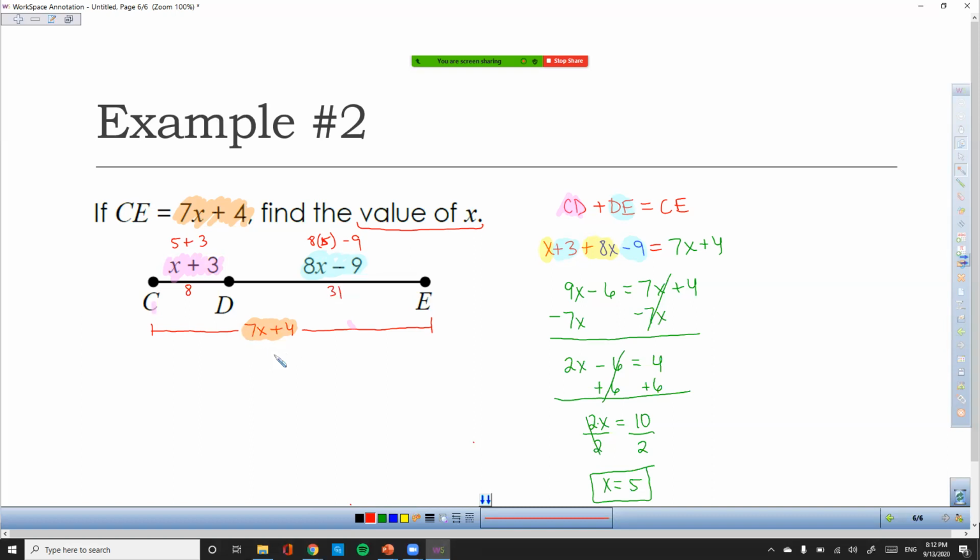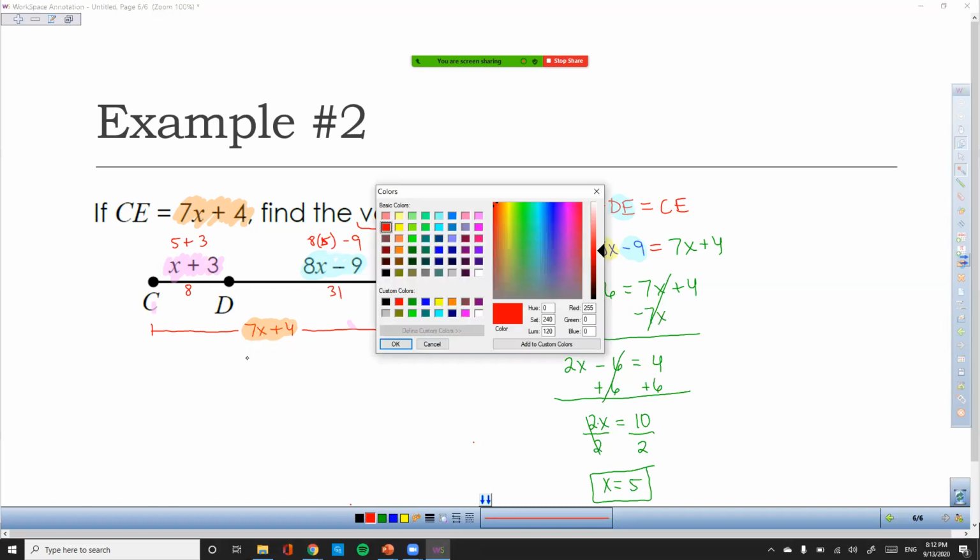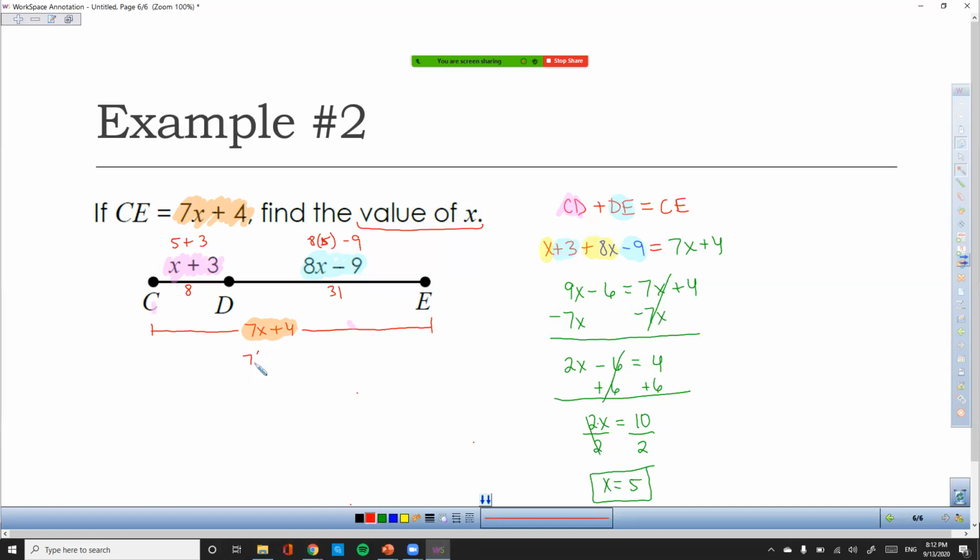Now how much should it be from C to E? If I add 8 plus 31, it should give me 39, right? Let's double check. That means I have 7 times 5 in this case, and then plus 4. How much is that going to give me? 7 times 5 is 35, plus 4 is 39, which is exactly what I needed to get to prove that my answer is correct, because 8 plus 31 gives me 39. That means that my x is correct.